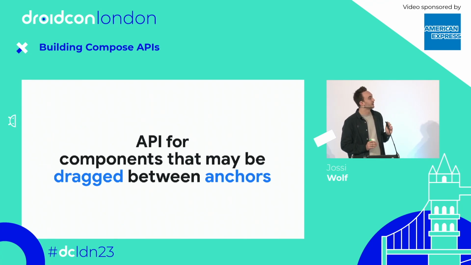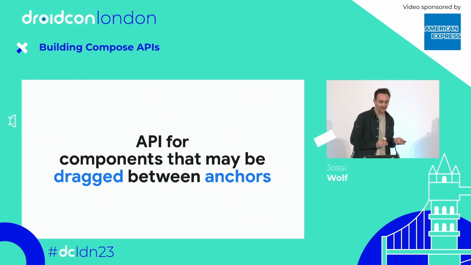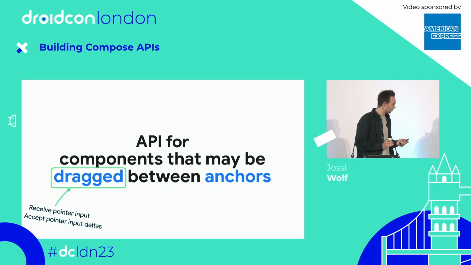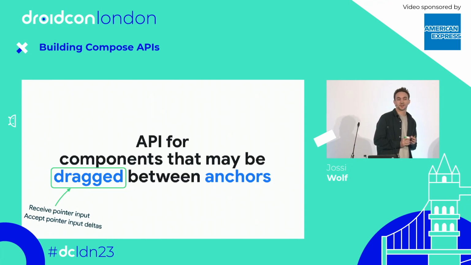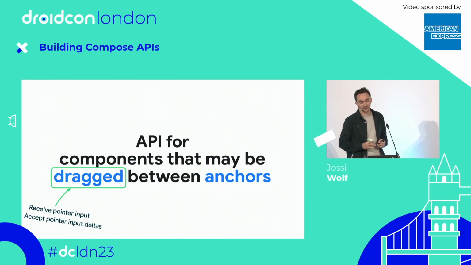Let's take a look at this problem statement that we said before is still very complex. It still encompasses a lot of different things. And let's break this down even more. So we have some conveniently highlighted things here already. Dragging, we want to enable some dragging on a component. So in Compose words, that is more accurate words, that would mean receiving pointer input and accepting pointer input deltas, taking these and then doing something with them, being able to move the component across the screen.